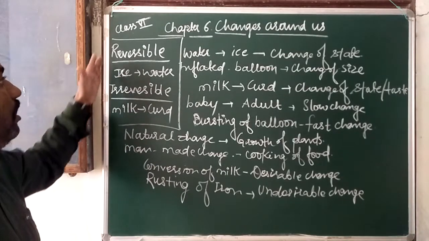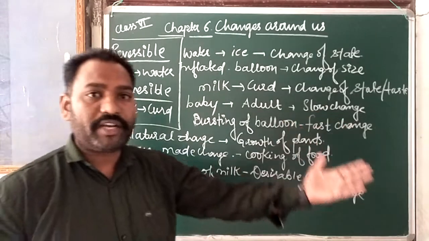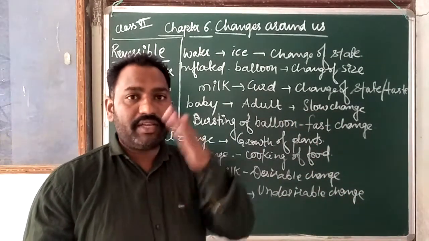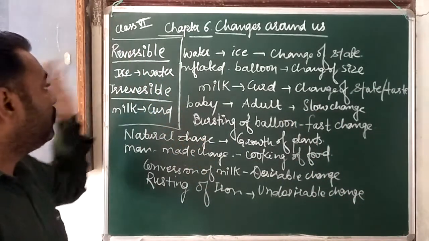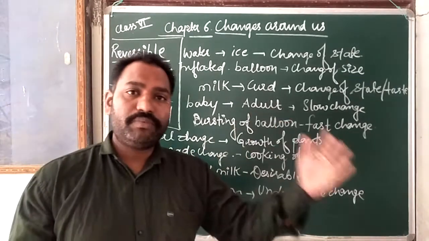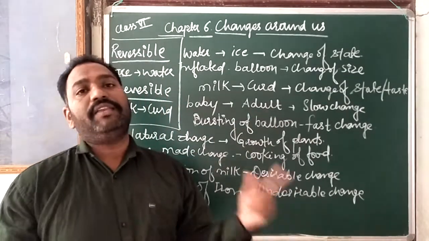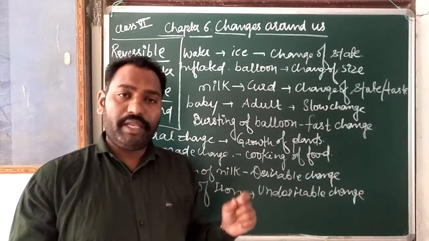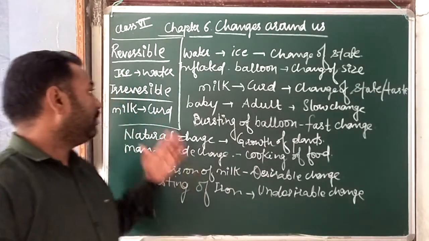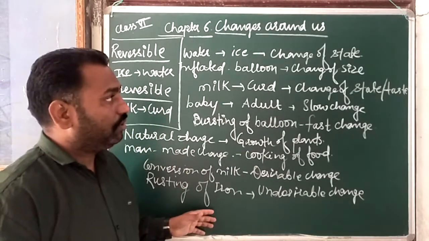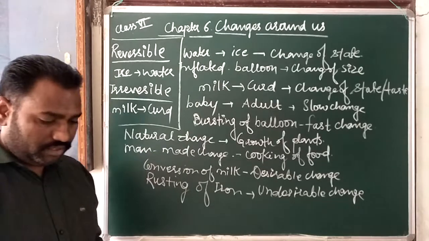Reversible and irreversible. Reversible means once a product is formed, we can again get the earlier reactant. And if once a product is formed like curd, then again we cannot get the milk from the curd. So this is known as the irreversible change. So these all are changes we are watching here.